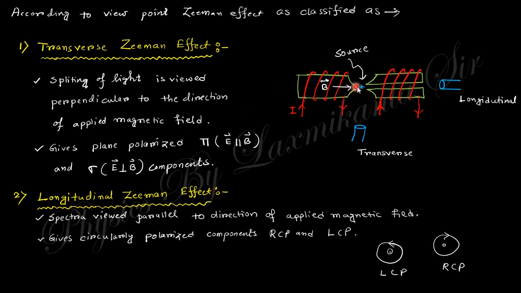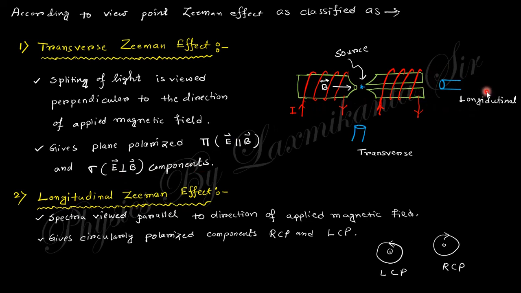Okay. Here, when this viewpoint is perpendicular, that is the transverse Zeeman effect, there are the pi and the sigma components. What is pi? When the electric field of the light is parallel to the applied magnetic field, this is called the pi component. When the electric field of light is perpendicular to the applied magnetic field, this is called the sigma component. So in this transverse region we get the pi and sigma components.